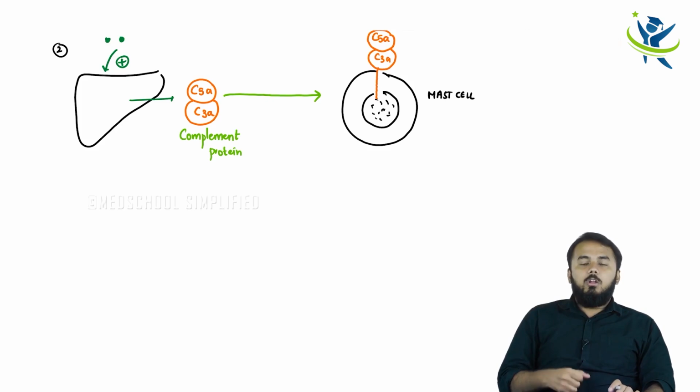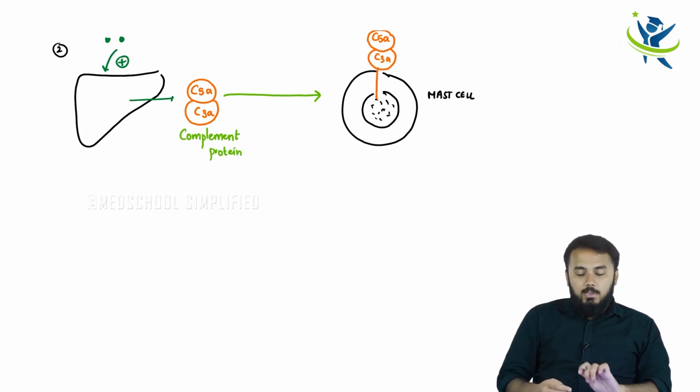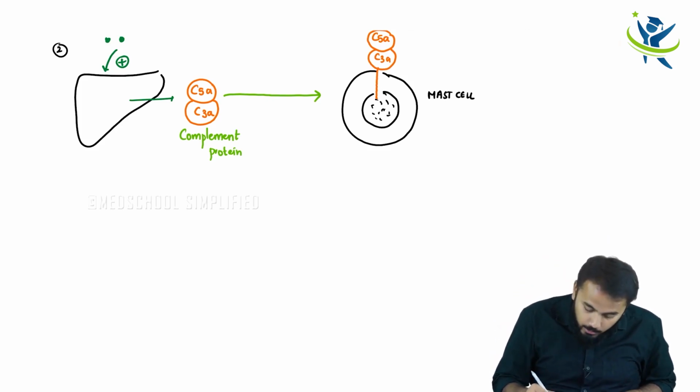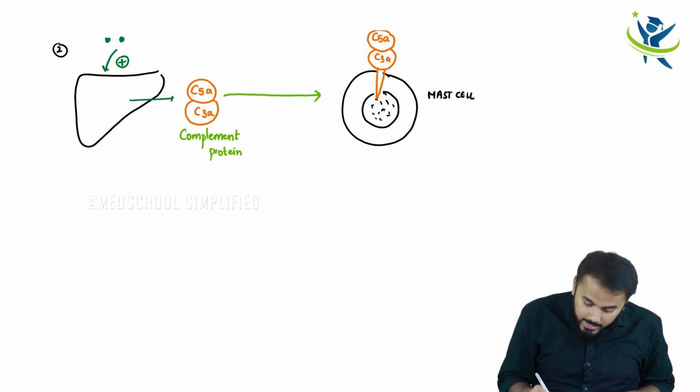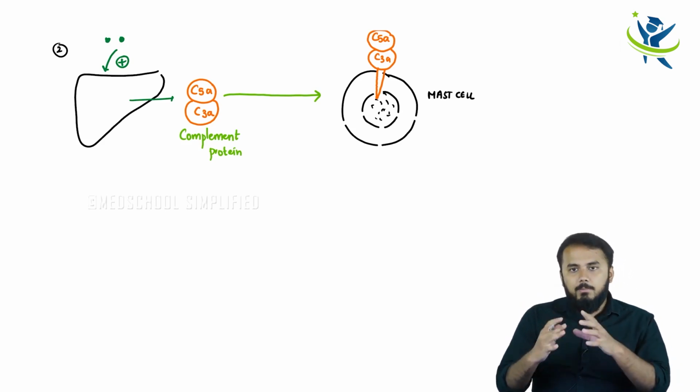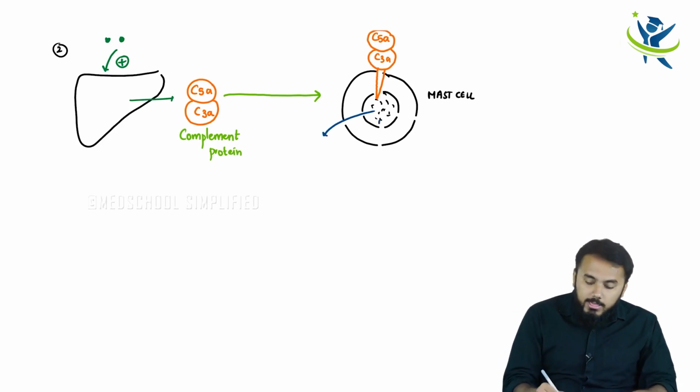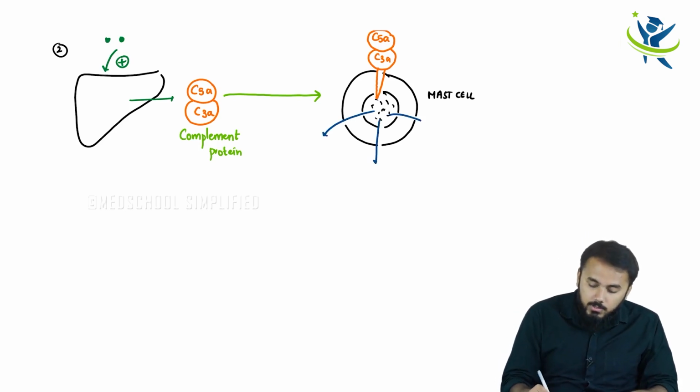When it will break down or make holes within the mast cell, multiple holes, what is happening? All the histamine, whatever is located within the mast cell contains histamine, right? All the histamine comes out in this way. Can anyone tell what is the function of histamine?